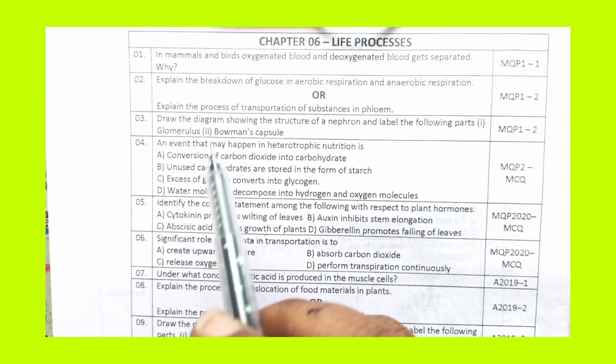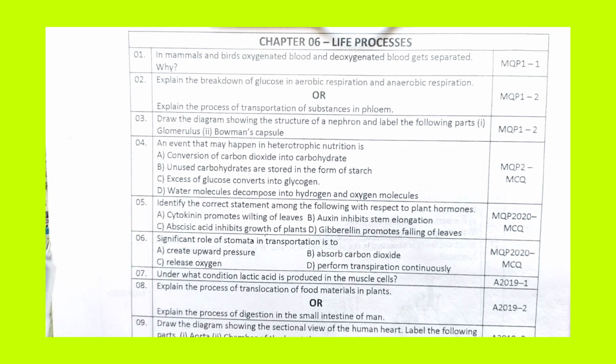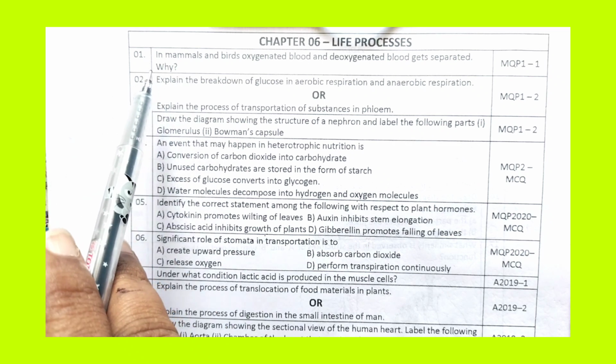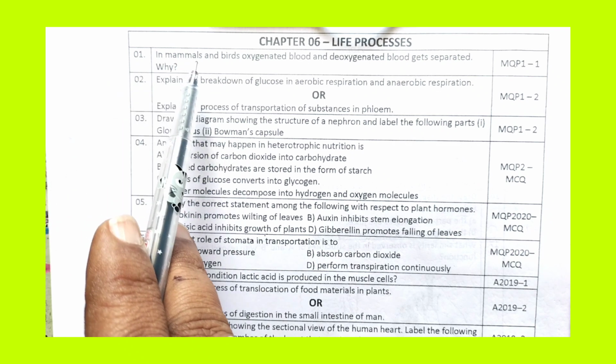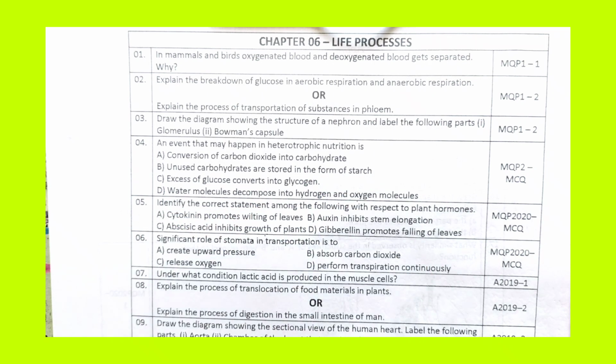In this video, we are going to answer for life processes, that is previous year question paper of class 10 science. The first question is, in mammals and birds, oxygenated blood and deoxygenated blood get separated. Why?